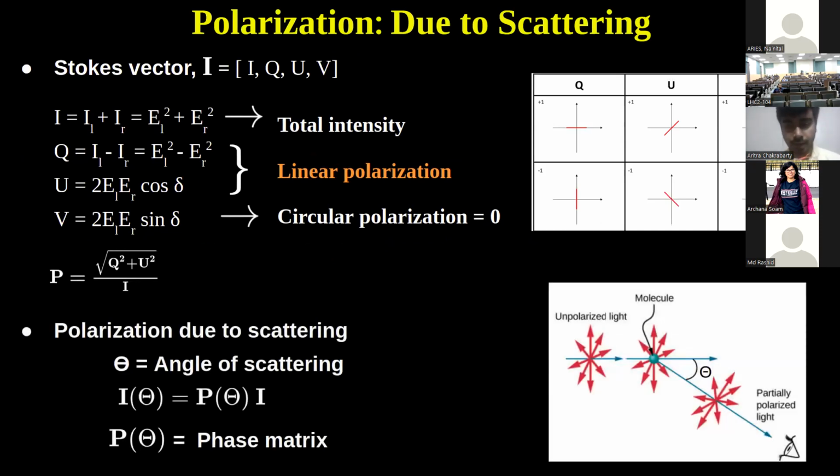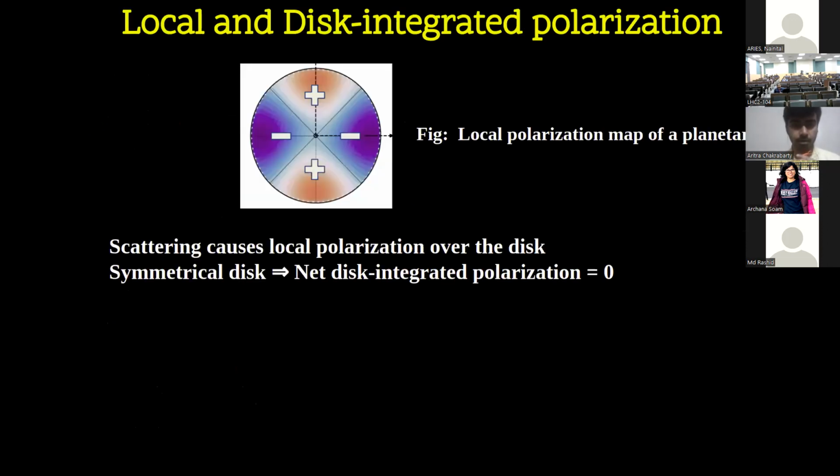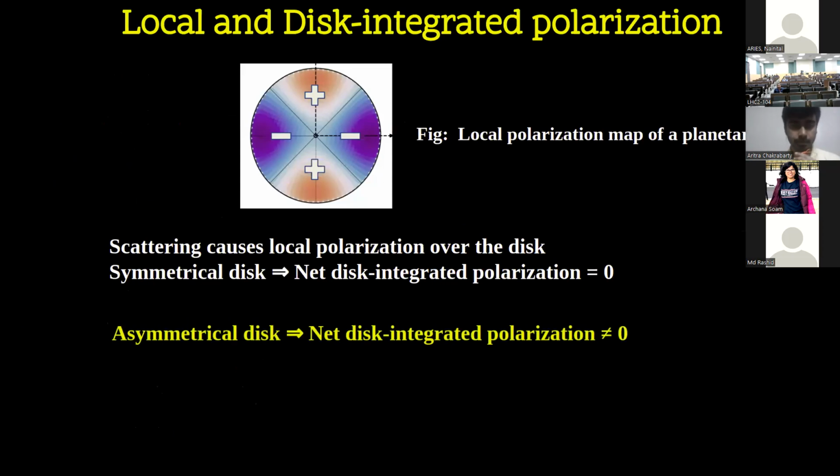What happens when light is scattered by a molecule or an atom or a cloud particulate? It gets polarized depending on the angle of scattering, and it's represented by this phase matrix term, which depends on the nature of the scatterer. This is how it looks. If you could resolve the planet's disk, as we've seen in the case of the Sun as well, we can see alternate positive and negative polarization patterns over the disk. But since we cannot resolve it, we see the total polarization coming out of the planet, which becomes 0 if the disk is symmetrical. But if by some means there is some asymmetry in the disk, then the net disk-integrated polarization is non-zero, which is what we are interested in.